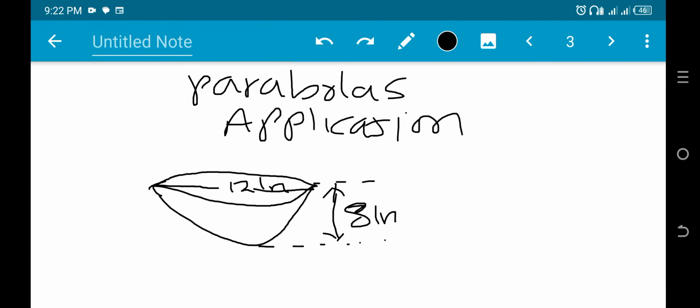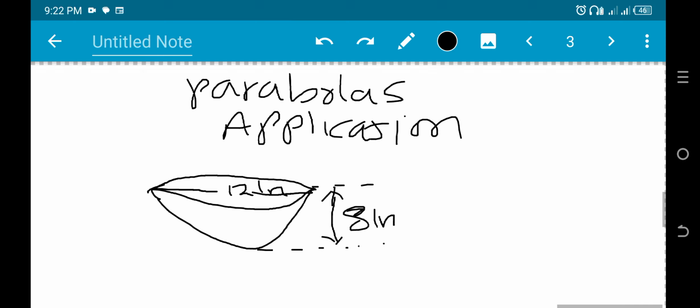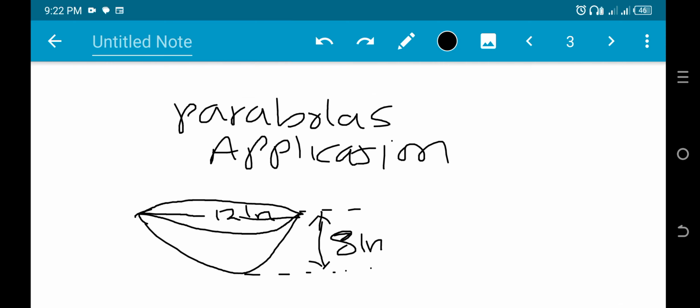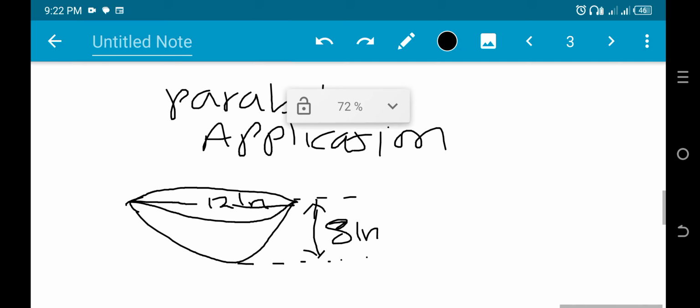Welcome, colleagues. In today's lesson, we're going to look at the applications of the parabola. I wanted to go directly to the ellipse, but I remembered that applications for parabolas are also an important matter we need to look at.